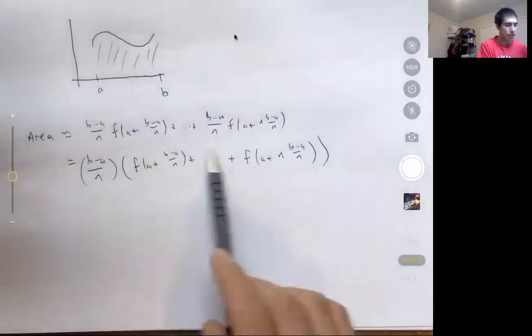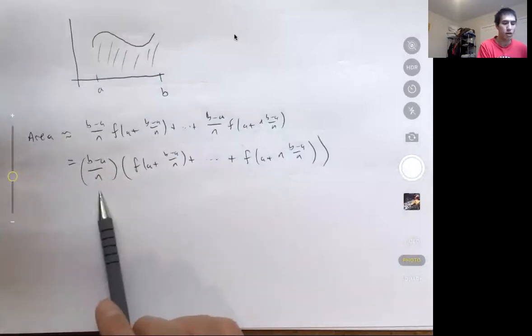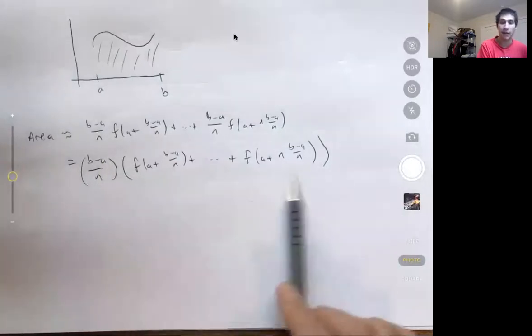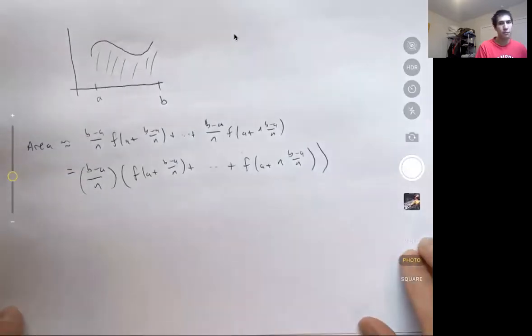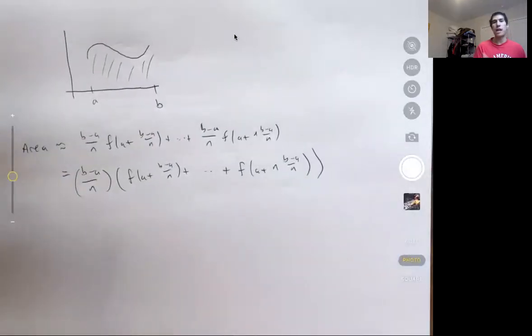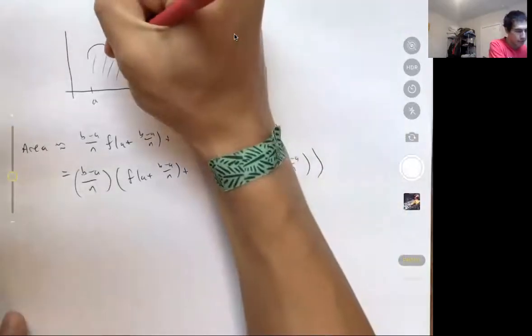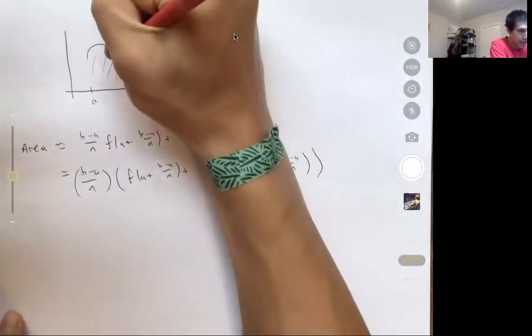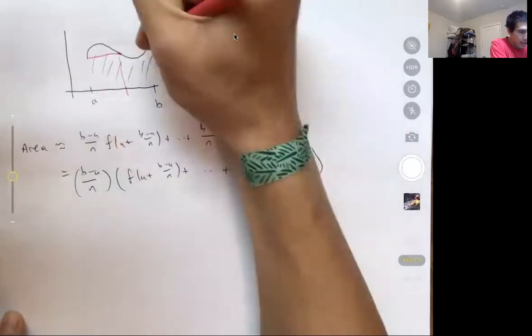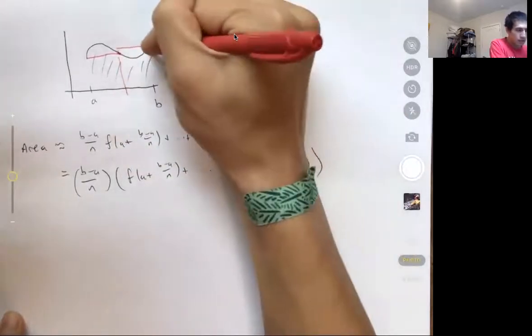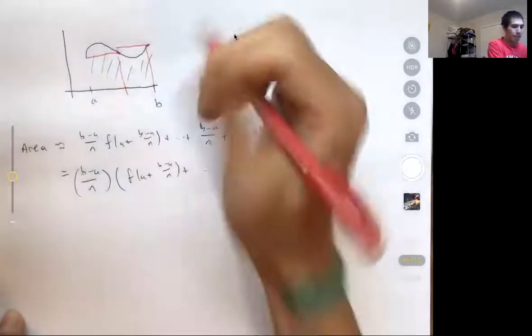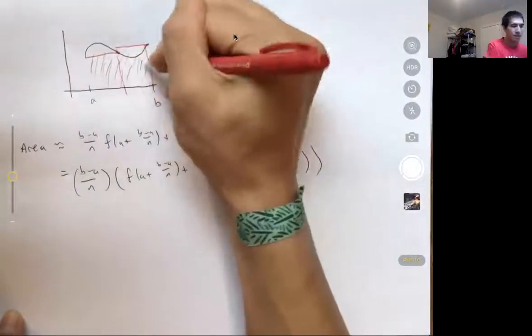Right, so we get this formula, and I can factor out (b minus a) over n because all of the bases are that, and then I just add up the heights like this. And so this is an approximation using n rectangles. And if we want to get a better approximation, we can use more rectangles. So if I'm using, for example, 2 rectangles, I get an approximation that looks something like this. So I'm approximating the black area by this red area.